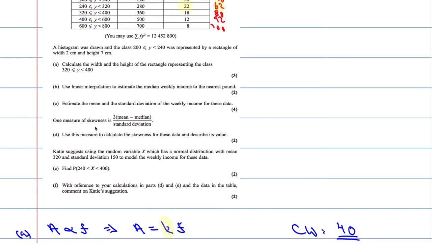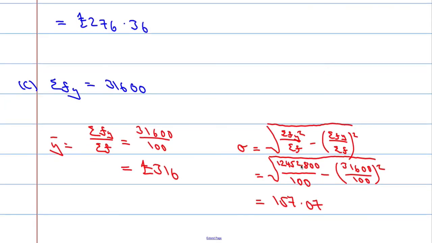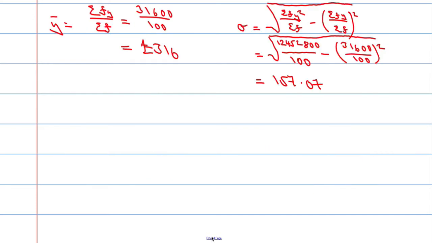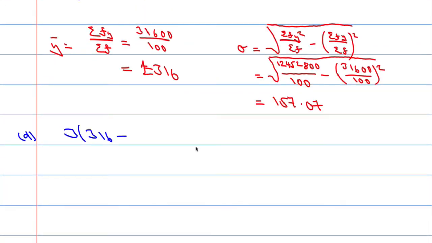Right, next part. One measure of skewness is 3 times the mean minus the median over the standard deviation. Use this measure to calculate the skewness and describe its value. Okay. So, part D, we want to do 3 times the mean, which is 316, minus the median. The median, I think, was 276.36.